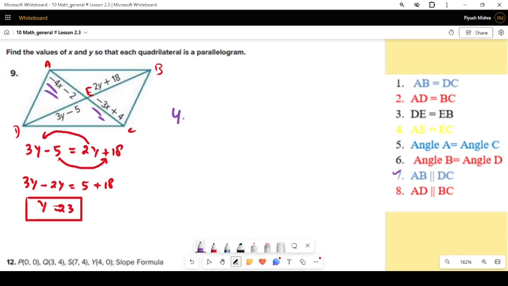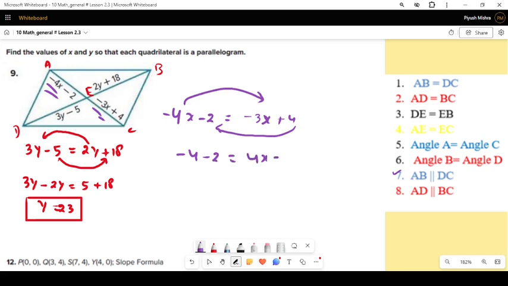So minus 4x minus 2 will be equal to minus 3x plus 4. This time I'm taking this one over here and this one over here. So it will be minus 4 minus 2 will be equal to 4x minus 3x. Further solving it, minus 6 will be equal to 4x minus 3x, which is x. So I have got the value of x.